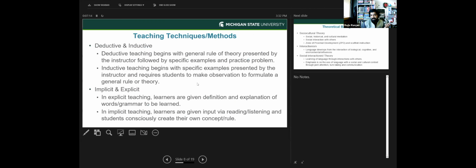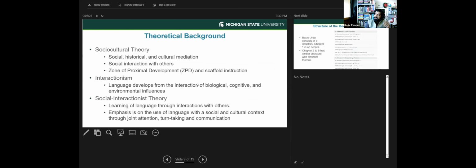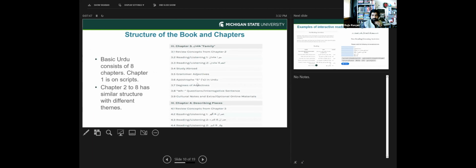So with that in mind, I tried to build a book that you can use deductively or inductively, implicitly or explicitly. For the theoretical background, I came up with the sociocultural theory, which definitely includes the zone of proximal development, so the chapters progressed in that way. Interactionism is not only between the speakers, learners, and teachers, but between the materials and the learners themselves. Hence I landed on the socio-interactionist approach as the theoretical framework of my textbook.